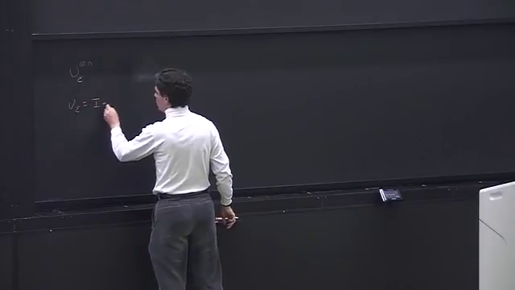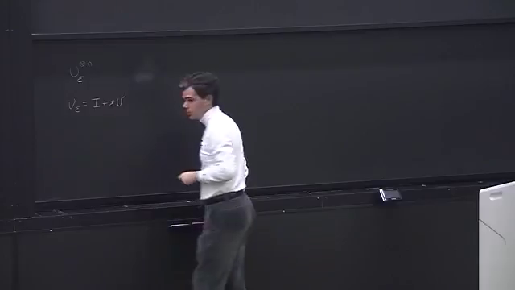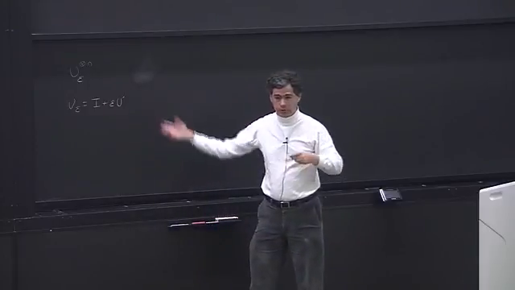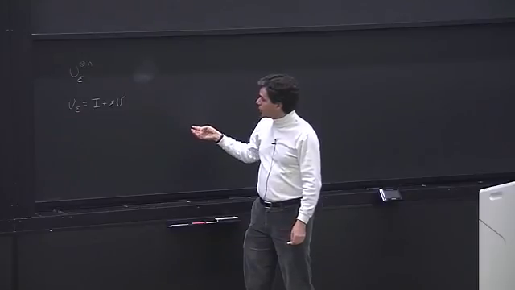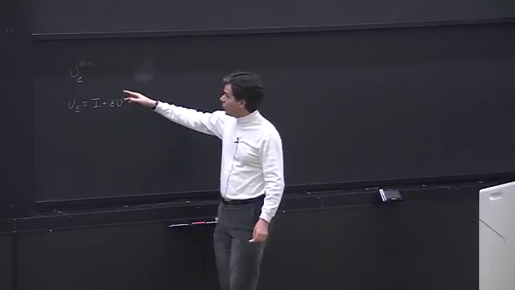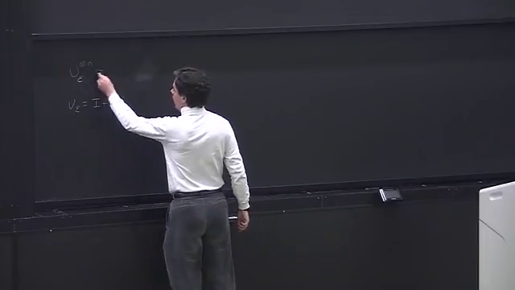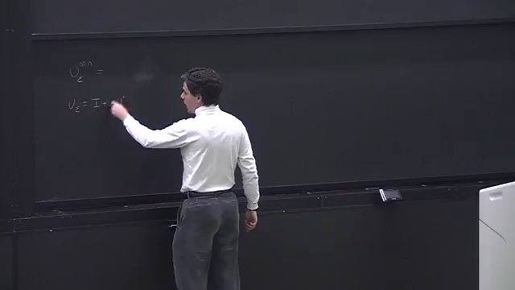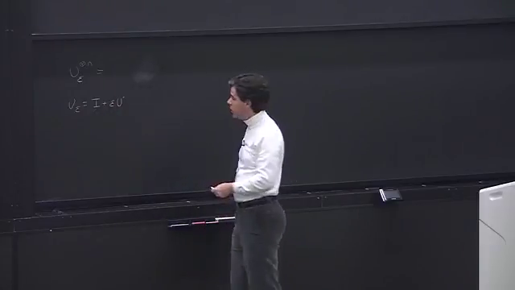It's going to be 1 plus epsilon u prime, roughly. Okay, u prime is not unitary, of course. So it's something that's close to the identity. And so then we can expand this tensor product of n of these as a power series in epsilon, or I guess in this case just a polynomial in epsilon.